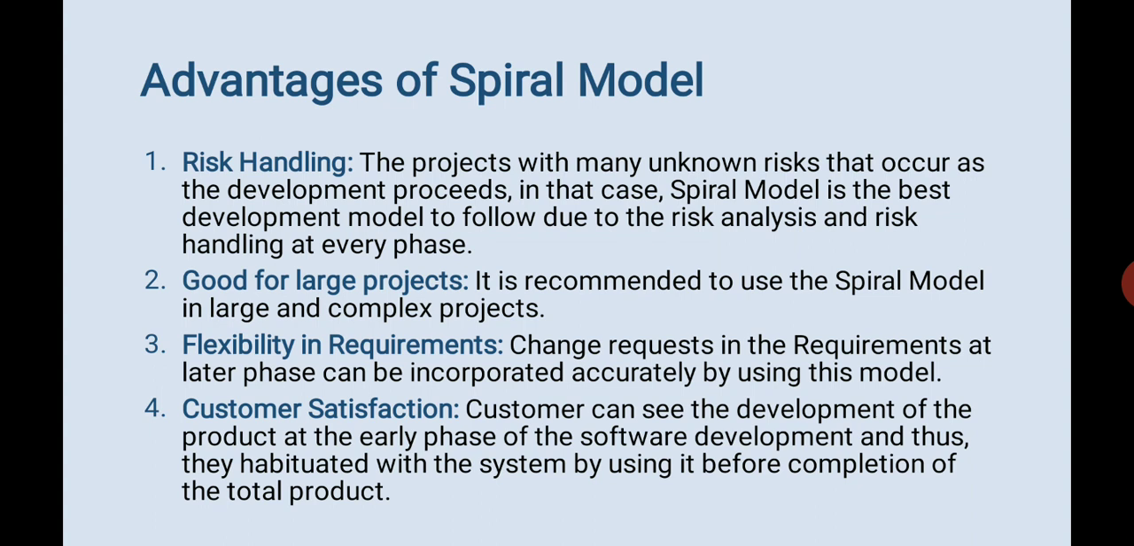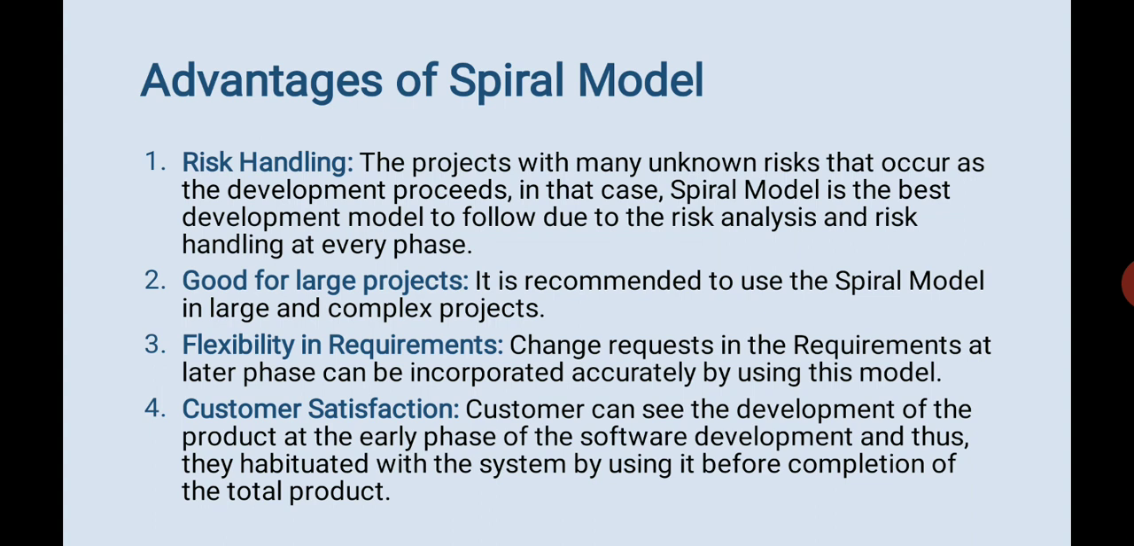Next we come to good for large product. It is recommended to use the spiral model in large and complex products. Next is complexity in requirement. Change requests in the requirement at later phases can be incorporated accurately by using this model. So this is a very, very flexible model. I'll say the most flexible model is the spiral model. So the name came from spiral, and the name itself suggests that it has a large amount of flexibility in itself.